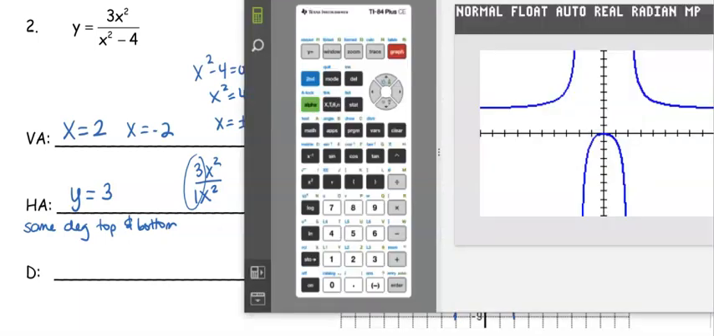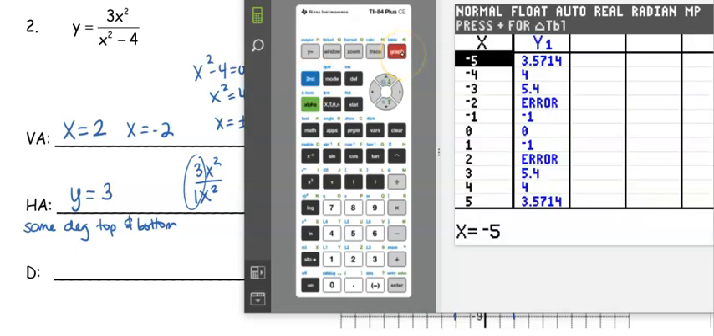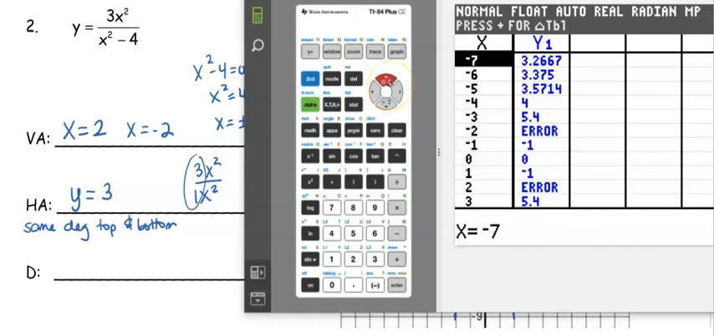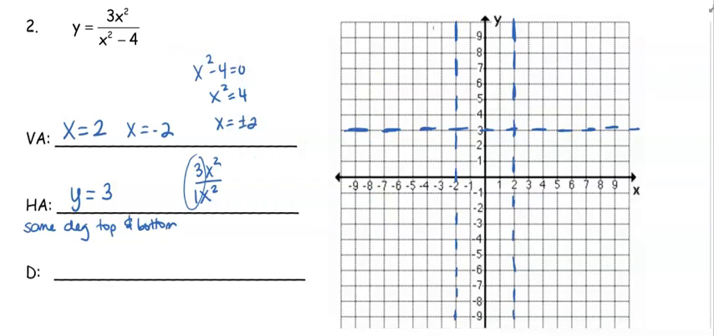When we graph this, we get those points from the second graph. We go to our table. See where those error messages are coming in? The error messages are there because we have asymptotes. That negative 2, that positive 2. Otherwise, I'm going to be scrolling up and down to find the good points that I want.